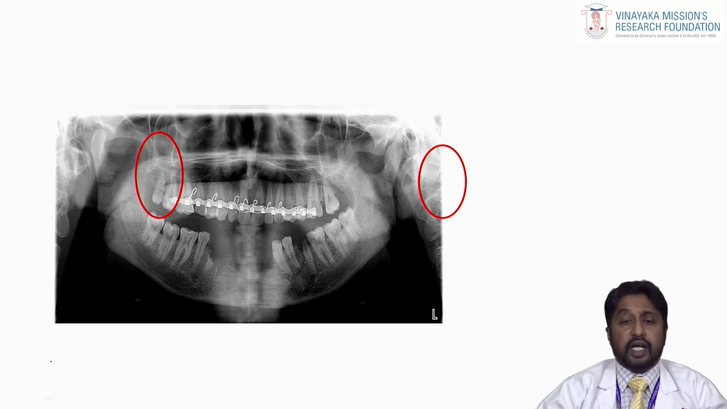So here in this picture you see a bilateral condyle fracture. Here is a slight movement, sorry about the picture. So here you can find a bilateral condyle fracture.